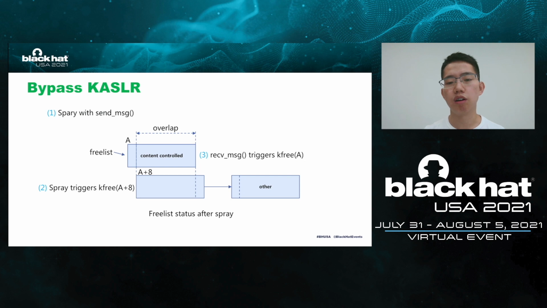This page shows the whole process of converting the UAF bug into a double free problem. The first step is to use sendmsg to do the heap spray. If the race succeeds, A plus 8 will be treated as a heap object and released. Then, after calling recvmsg, A will be released. Therefore, A and A plus 8 exist on the free list at the same time, and there is an overlap in the memory area.